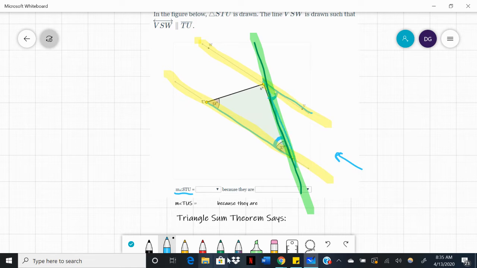I know it's kind of hard to see because I wrote over it. So the measure of angle STU is going to be equal to the measure of angle VST, or they may have it written as TSV. I'm not sure. It's the same thing. It's just backwards, right? VST, TSV is the same angle. It's just going opposite ways. And they are equal because they are alternate interior angles.